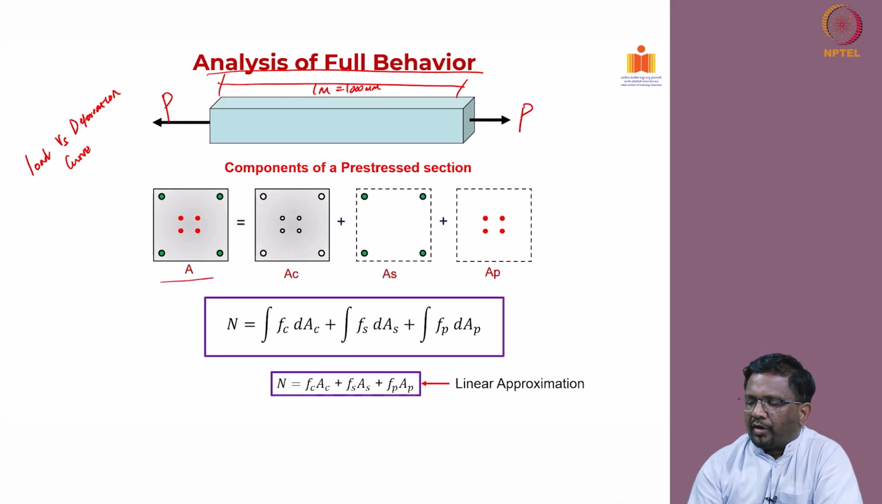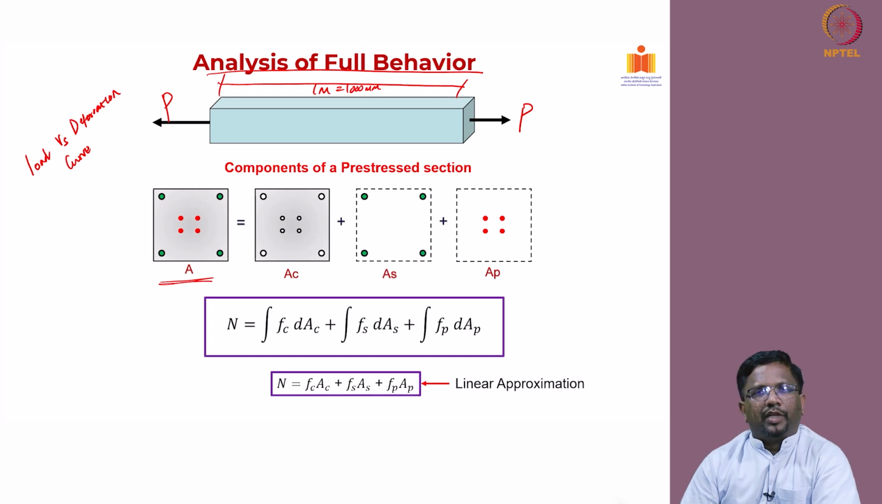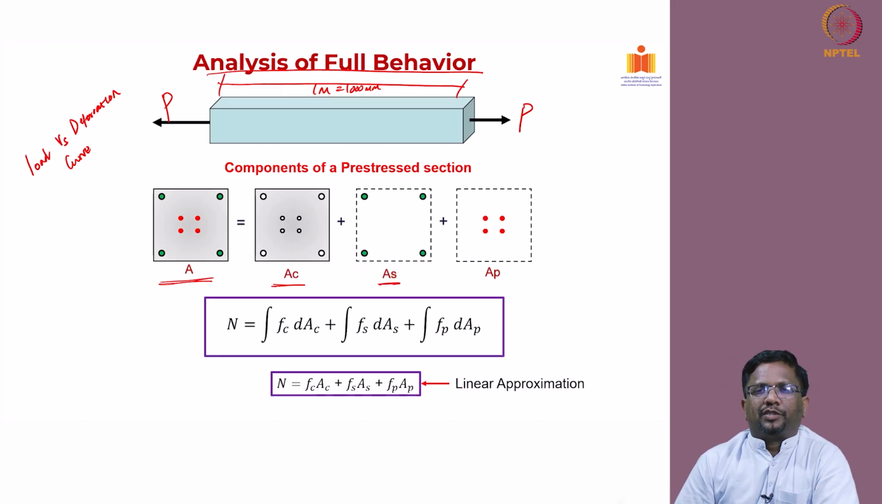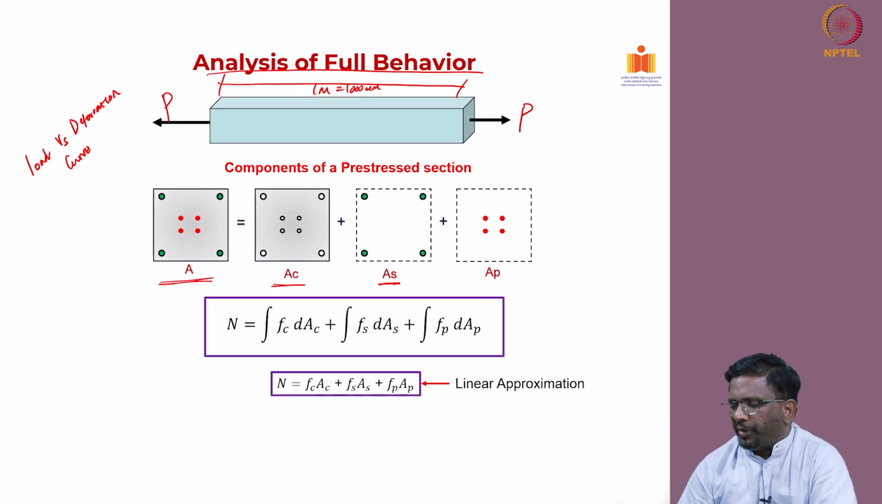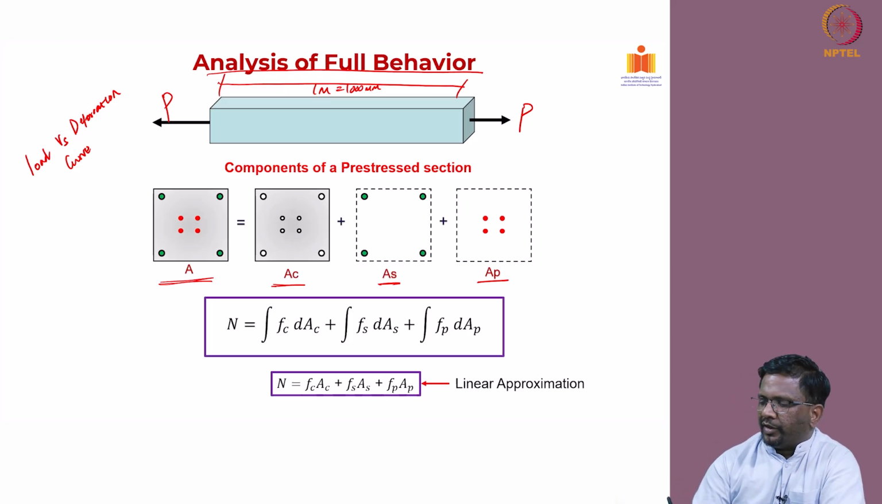For a typical cross section, if we call the area A, it includes everything. When we say AC, it is only the concrete area, and AS includes only the non-pre-stressed steel, regular mild steel or deformed steel, which is not pre-stressed. AP corresponds to the area of pre-stressing steel. Now, for this load, let us say this is equal to P, the applied load.